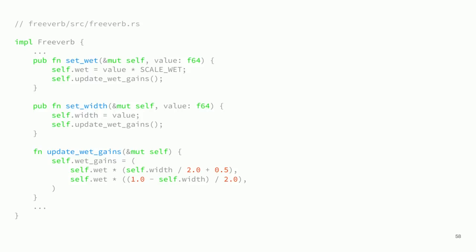Okay, it's a bunch of setters for the Freeverb. The only different thing here that you haven't seen so far is that a private method is just a function in an implementation that isn't public. So these two setters are publicly available. They defer to a helper, which is private. I just figured I'd show that.